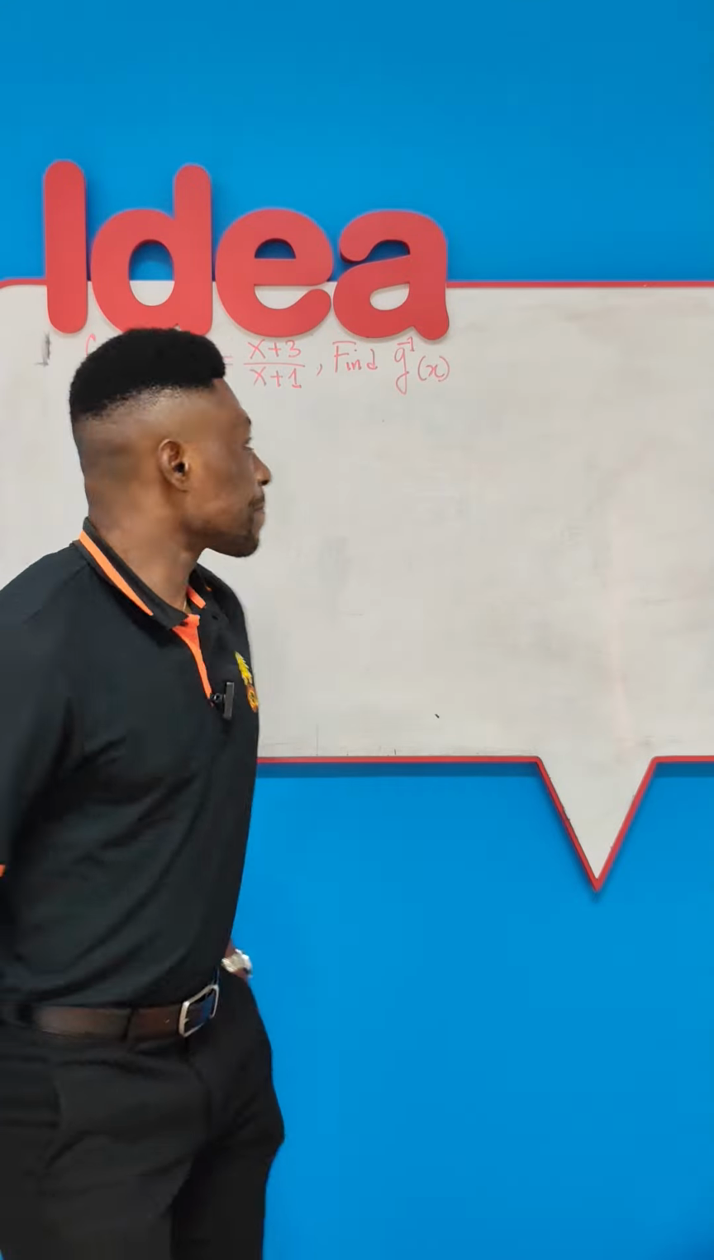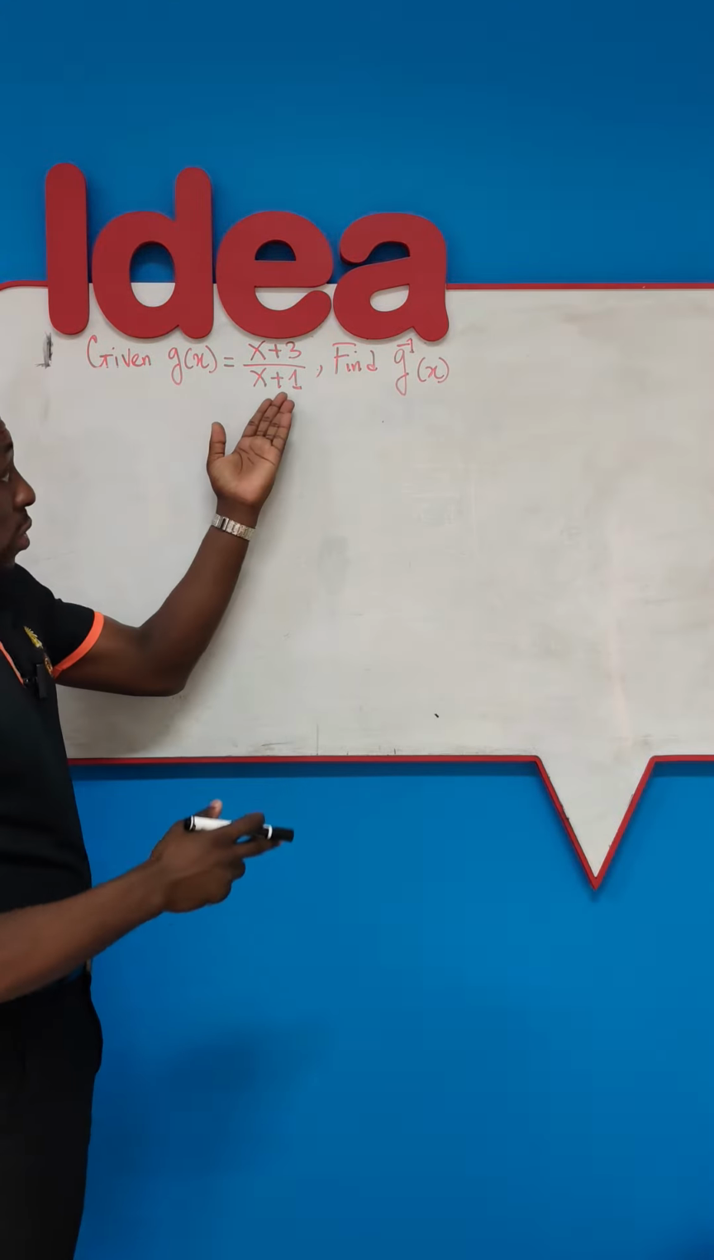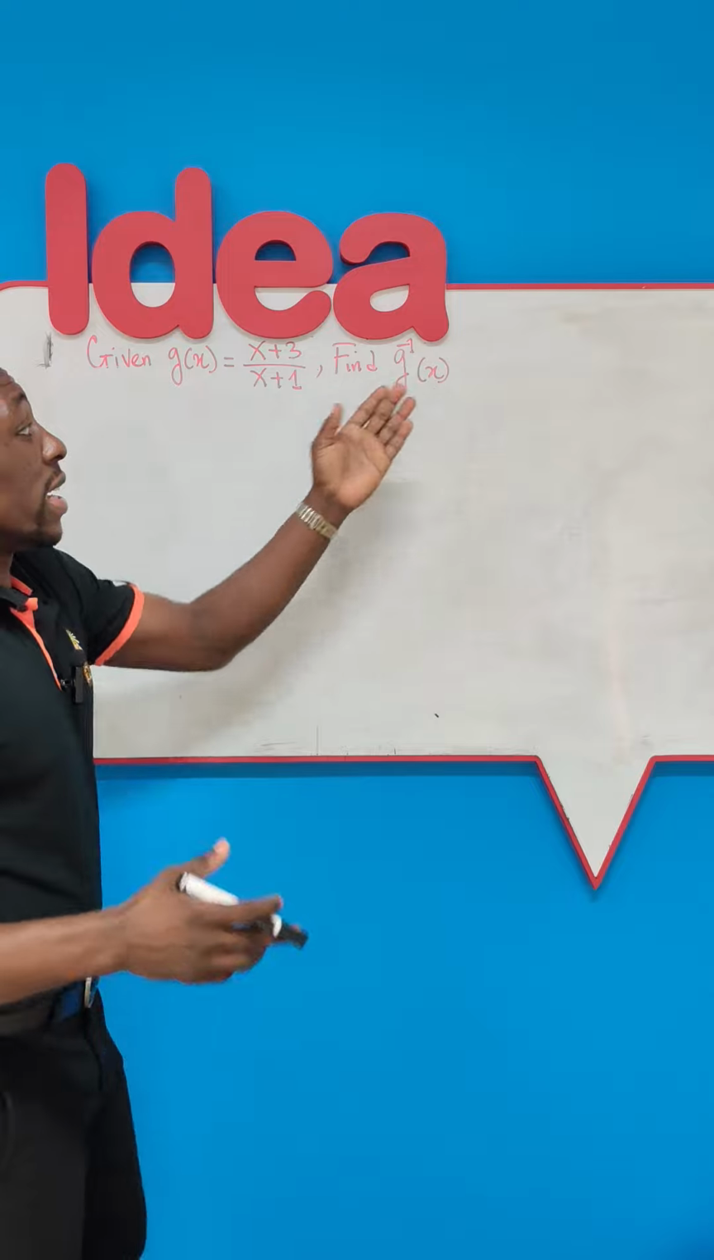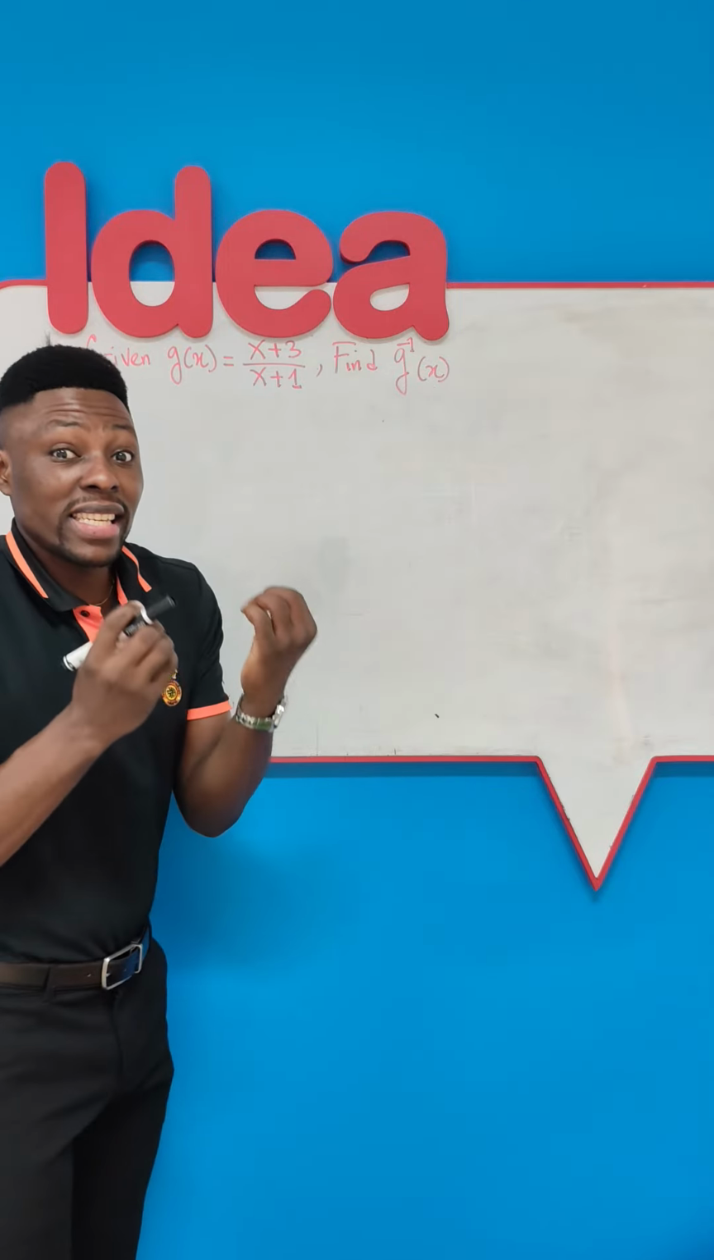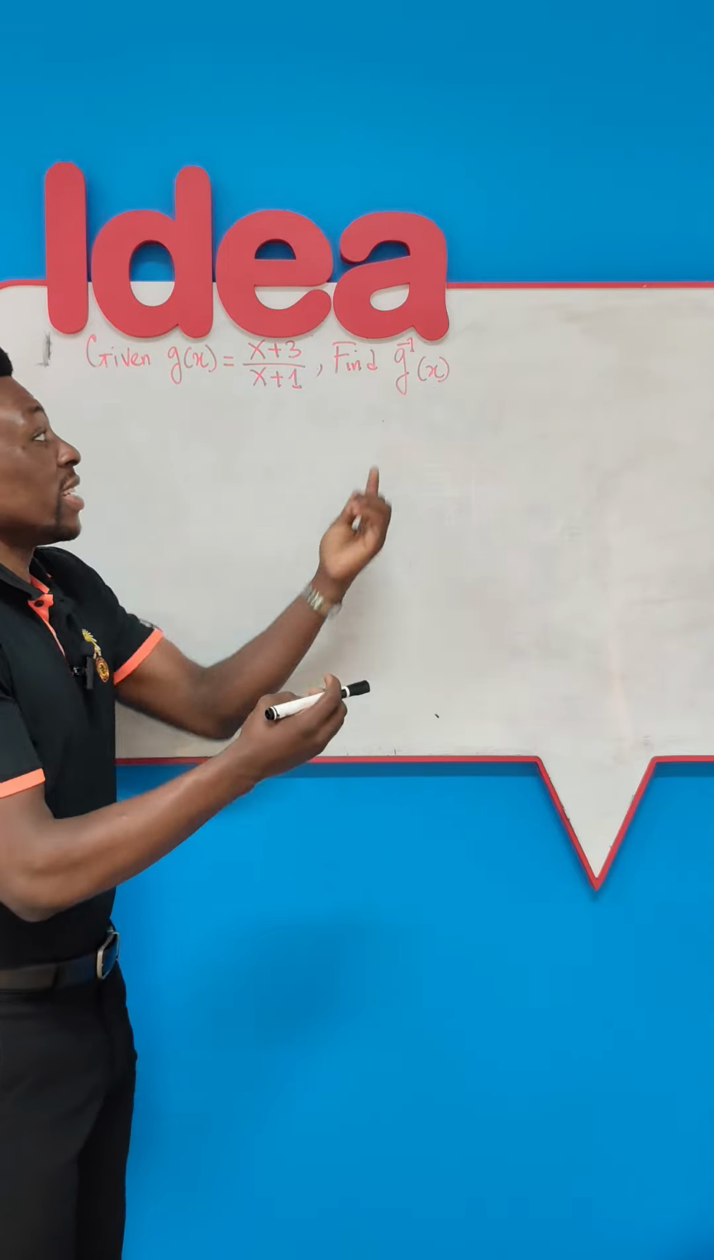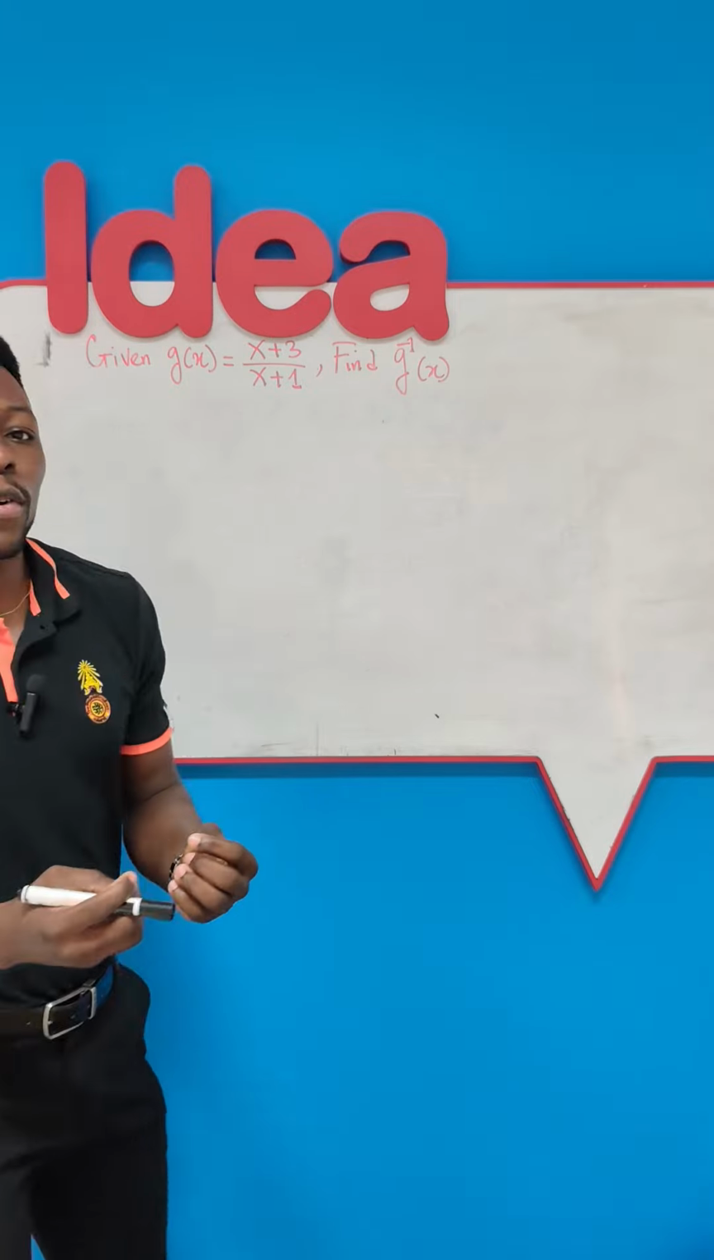Tomorrow will be better. Given g of x equals this, find this. Dear friends, this is read as g inverse of x. This is the inverse function of this other function.